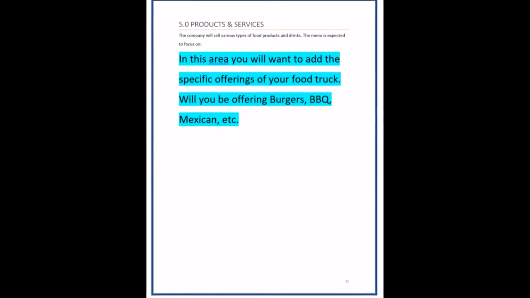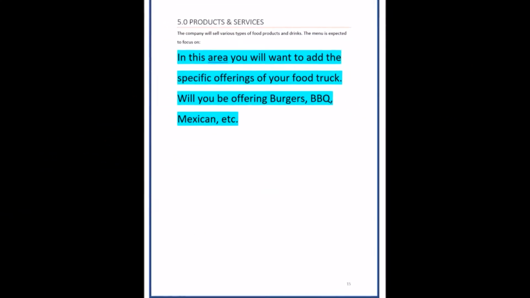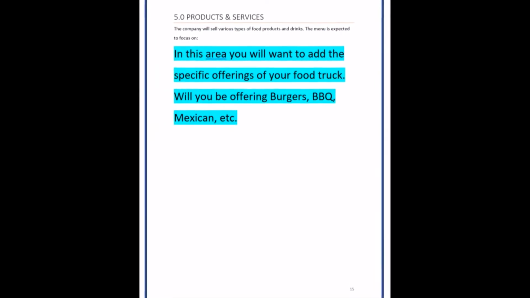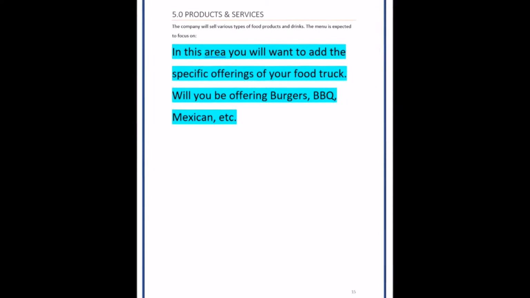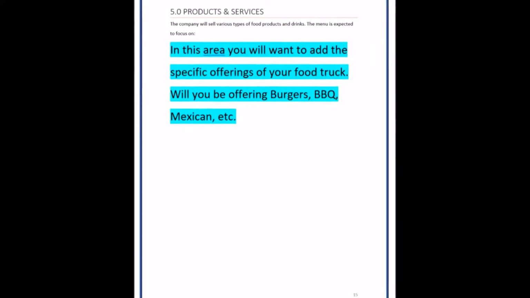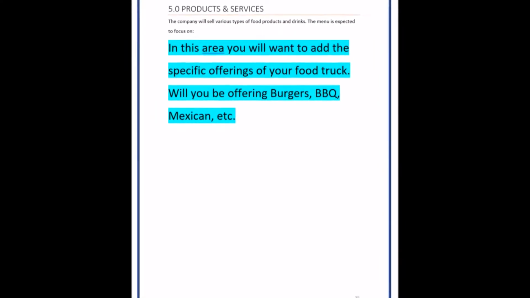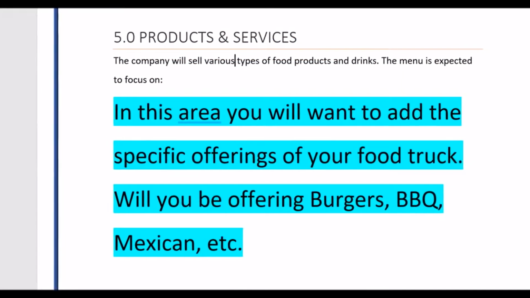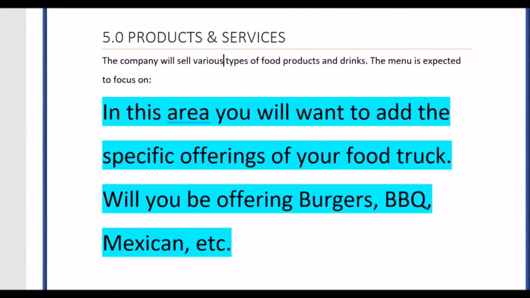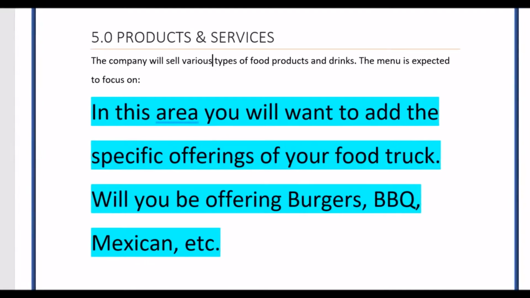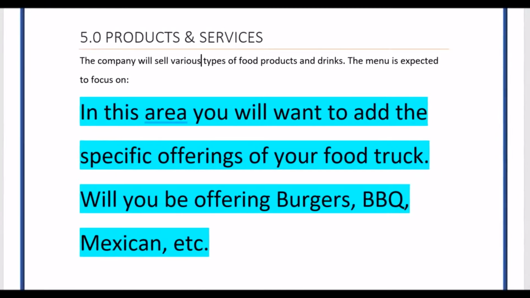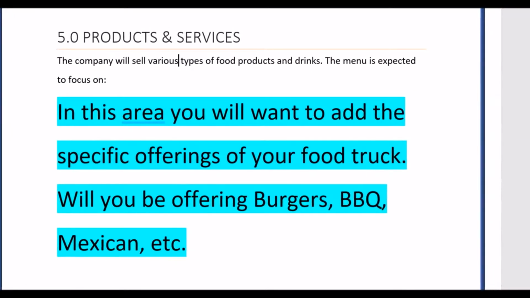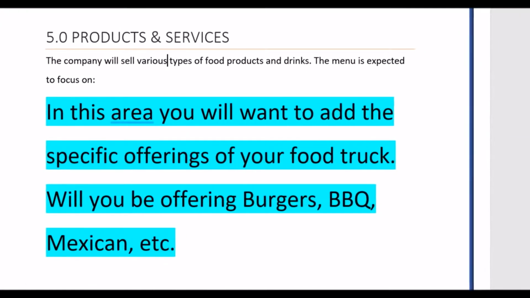Products and services are covered in the next section. A description of the product and service in this area of the business plan are shown. Under the product and service section, you will want to type in the specific products and/or services your company will be offering. There is a blue highlighted area where you can add details for your company.